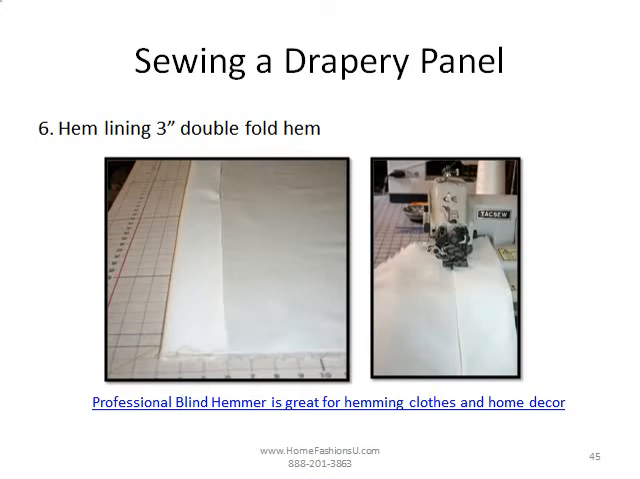The next step is to hem your lining fabric, and since you want a 2-inch double fold hem, you will want to fold the fabric up 4 inches, press it, and then fold the cut edge down again and repress. And again, a professional blind hemmer is a great addition to your sewing room. It's good for hemming clothes and all types of home decor.